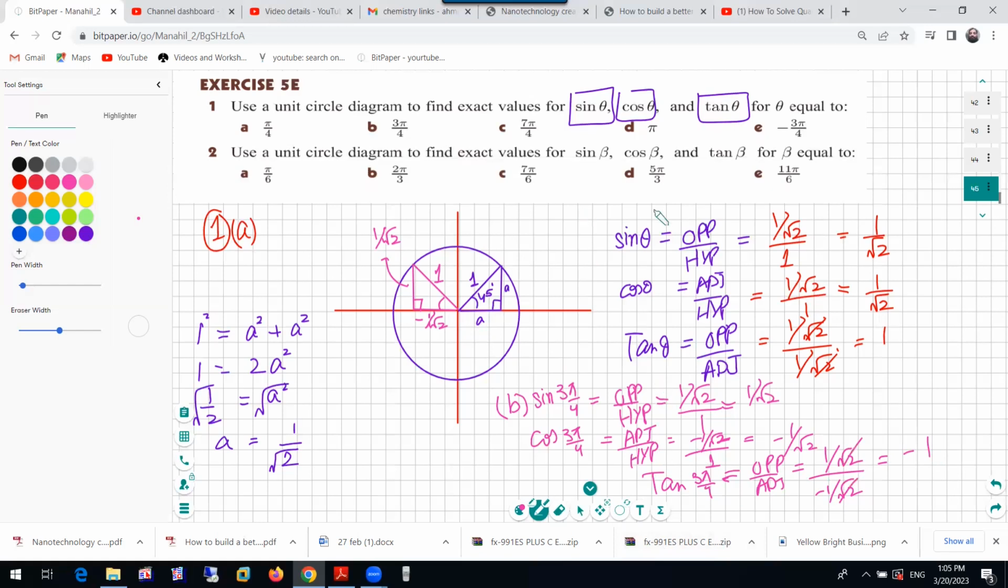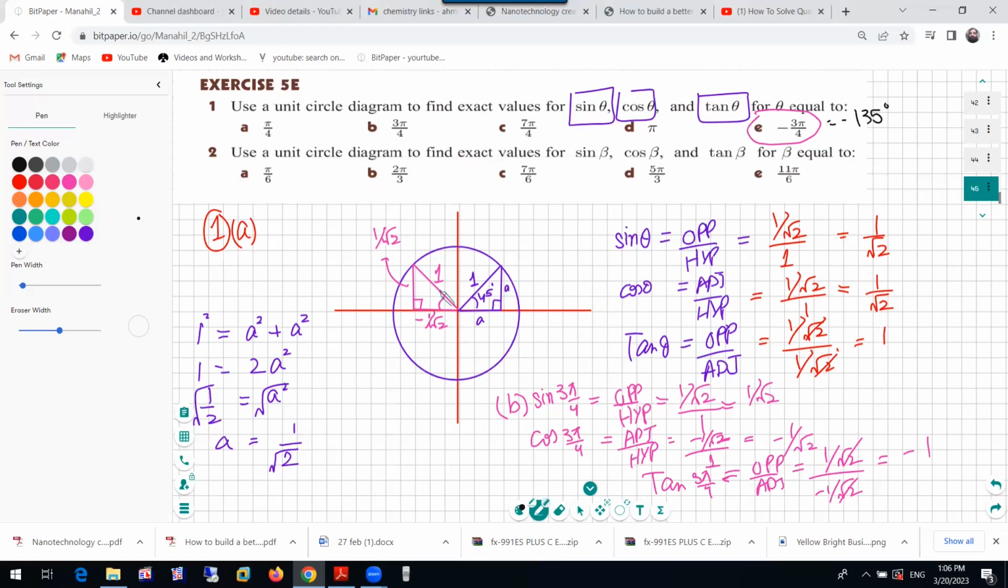How to solve part E? It's negative 3 pi by 4. So negative 3 pi by 4 means you have to move in the clockwise direction from the positive x-axis. Obviously it is negative 135 degrees, right? So where is 135 degrees if we move from the positive x-axis in the clockwise direction? Obviously here, in the third quadrant.